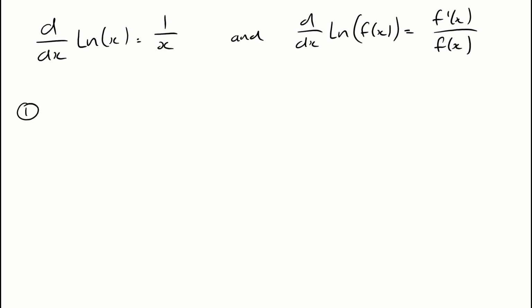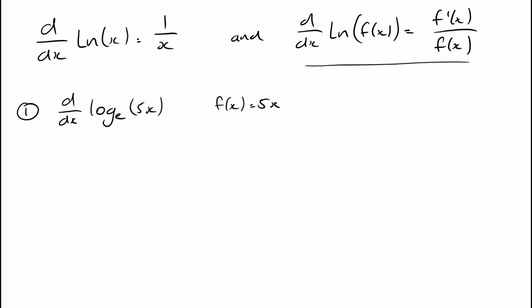So for example, let's say that we were asked to find the derivative, d over dx, of log to the base e of 5x. Well, if we compare that to this equation here, our f of x in this case is 5x, and our derivative of f of x would just be 5. So our answer to this problem would be our derivative, which is our 5, divided by that original function, our 5x. So our answer being just 1 over x.